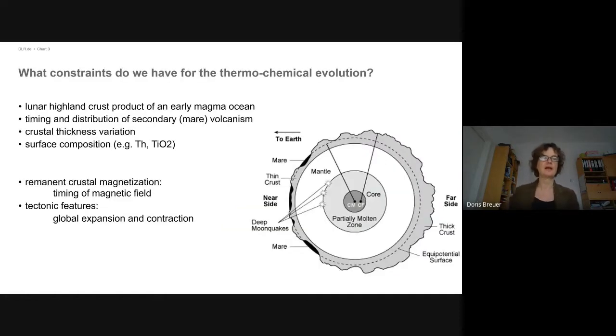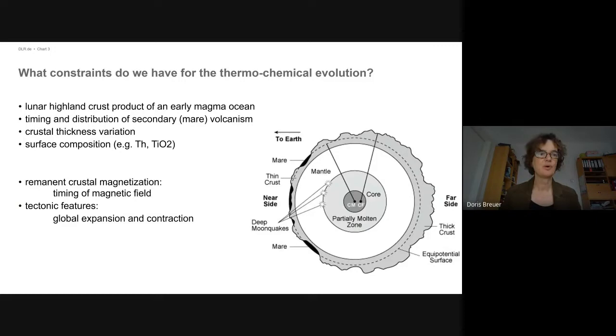So what are the constraints that we have for the thermochemical evolution? In other words, what kind of observations do we have that need to be explained by the thermal evolution? First, the lunar highland crust is a product of an early magma ocean. That's a strong constraint because it's the only body in our solar system where we have a relict of a magma ocean phase.